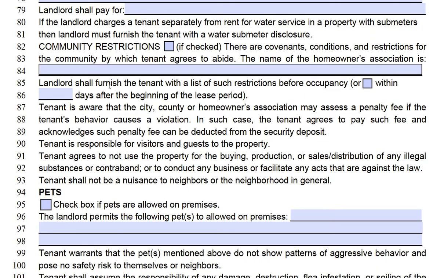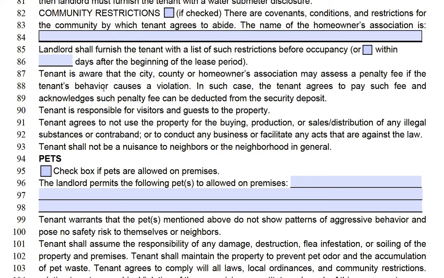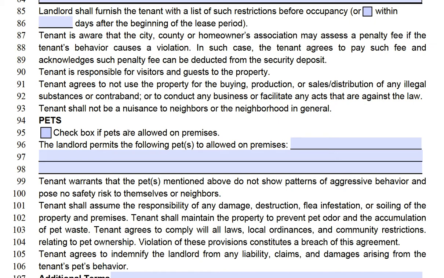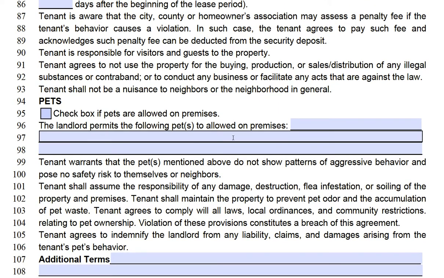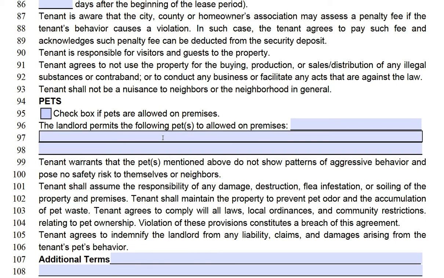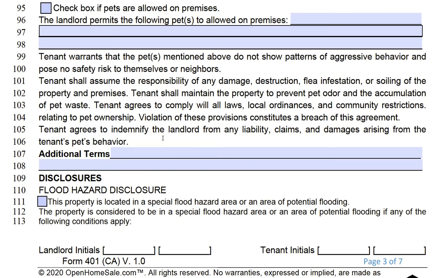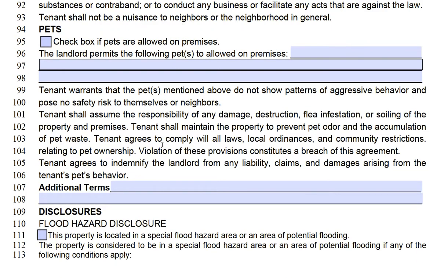Community restrictions, like if there's an HOA that has some sort of community restriction, and then of course you can add custom verbiage here. Pets, you check the box if there is a pet allowed on premises, and then if there are pets, it would be good to mention what type of pet and any other information that would disclose to the landlord as much information about that pet as possible. Now keep in mind, pets, of course, can affect the landlord's homeowner's insurance policy. It has all sorts of ramifications, so it's important that if there are pets involved, it should be added here.